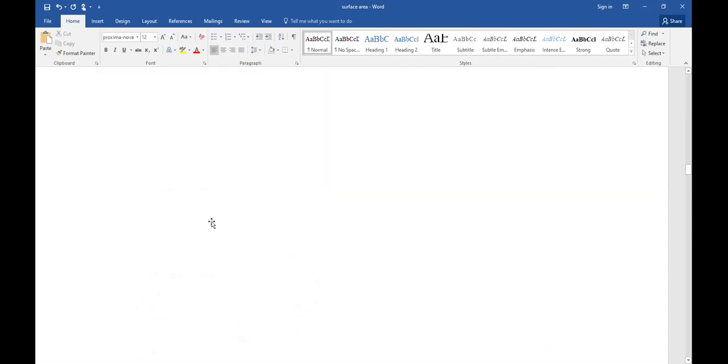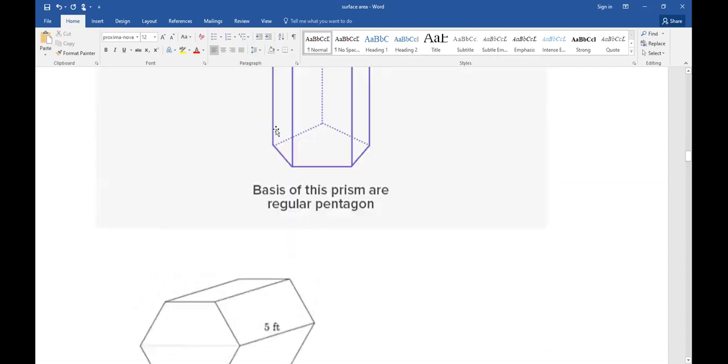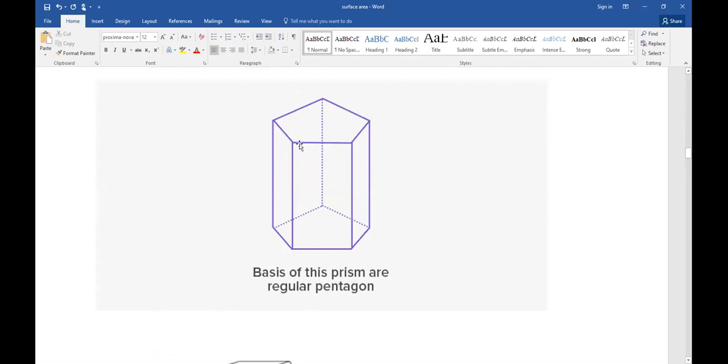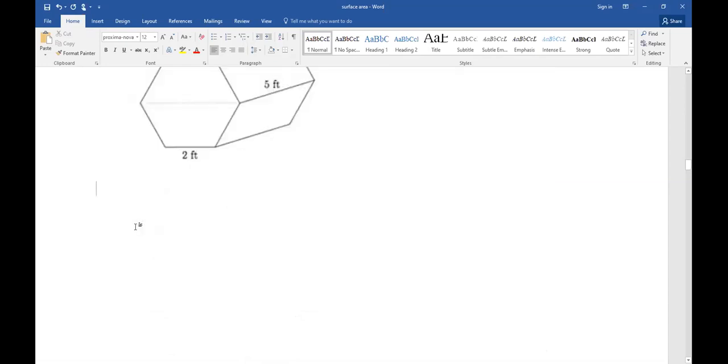What we have here is a prism. You can see 1, 2, 3, 4, 5, 6: a hexagonal prism. This one has 5 sides, and this end here is called the cross section. So to find the volume of a prism is very easy. You say cross sectional area, and then you multiply by the height.